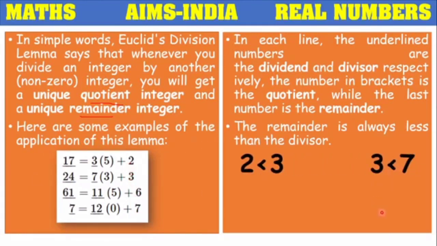If you observe these examples, here the remainder is 2, which is less than the divisor 3. Remainder 3 is less than divisor 7. 6 is less than 11. 7 is less than 12. So in all these examples, what we have observed is that we have two numbers, a and b. Satisfying that, we have two more numbers, q and r, which are unique, and r is always less than the divisor b. So like this we can prove Euclid's division lemma.